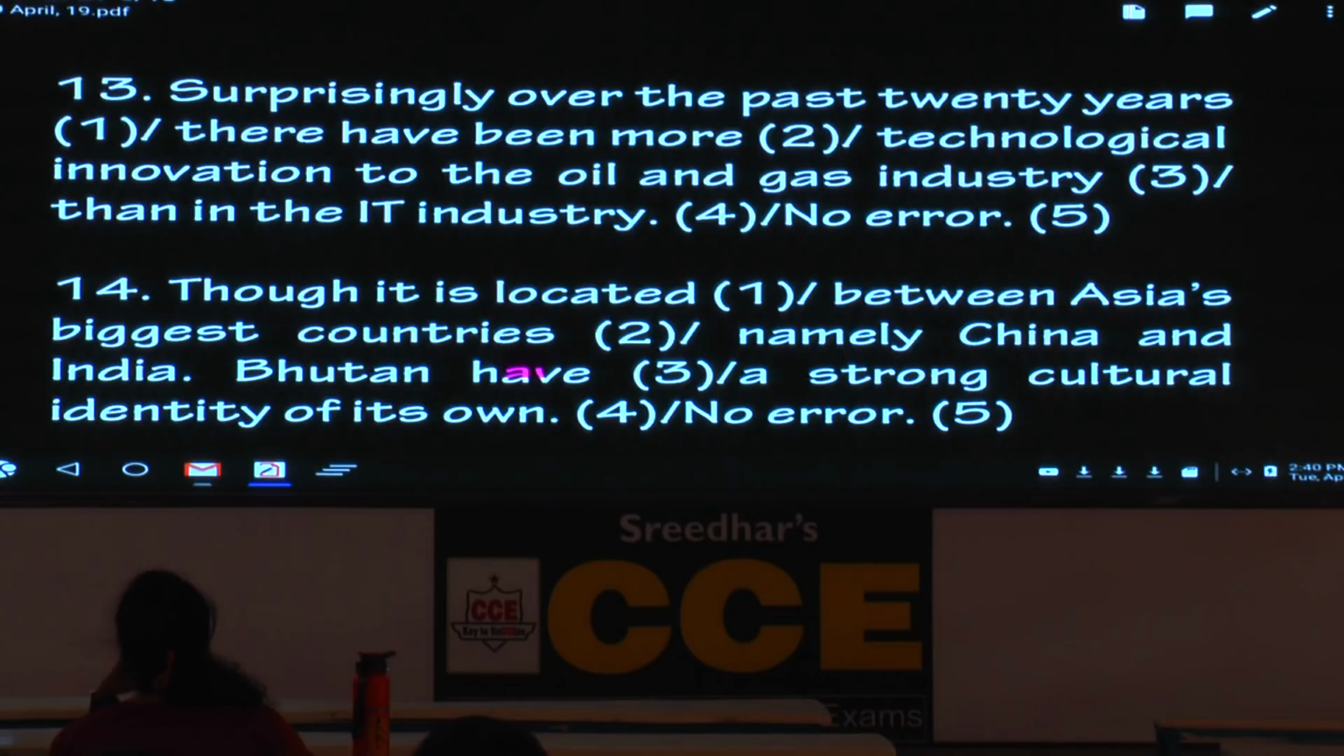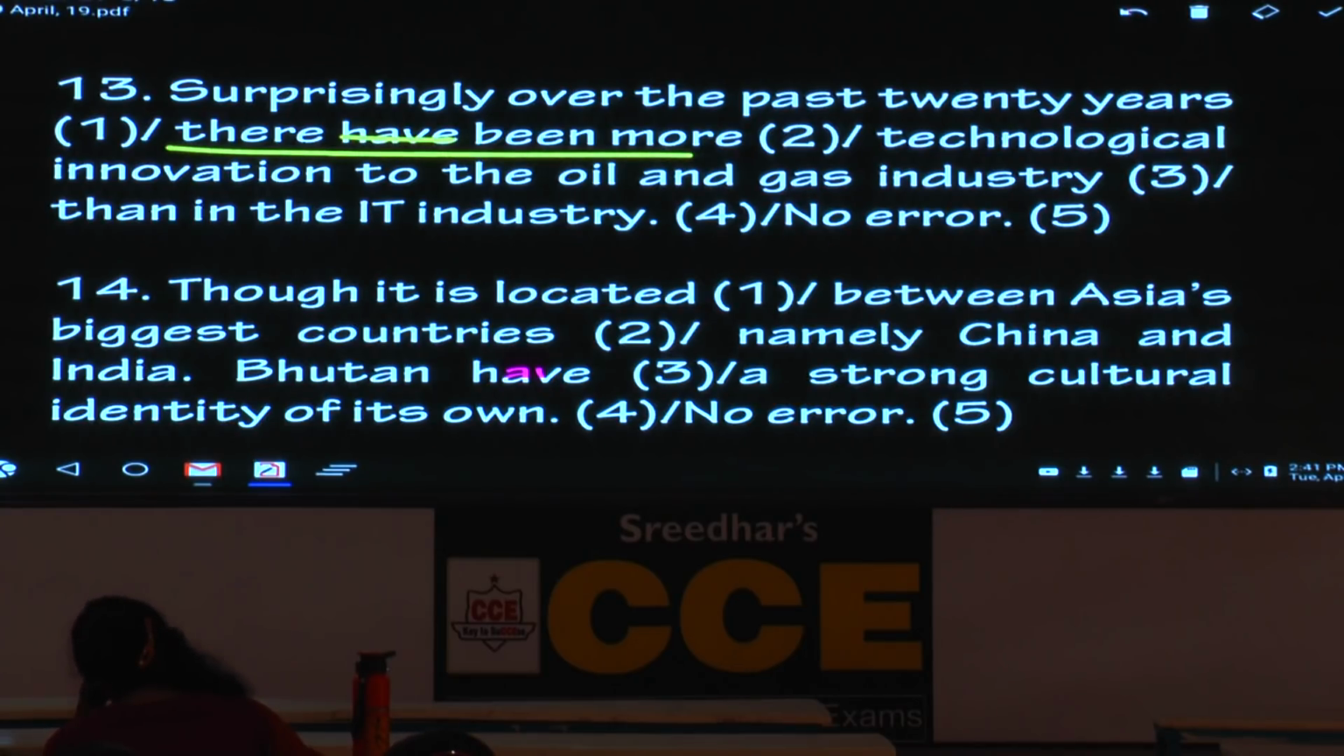So question number 13: surprisingly, over the past 20 years, there have been more technological innovation to the oil and gas industry than in the IT industry. So where do you think the error is? Third part or second part? There have been more technological innovation. Will you say there have been or there has been?